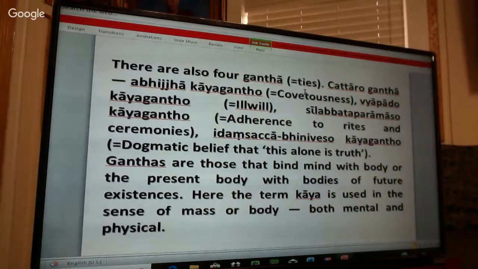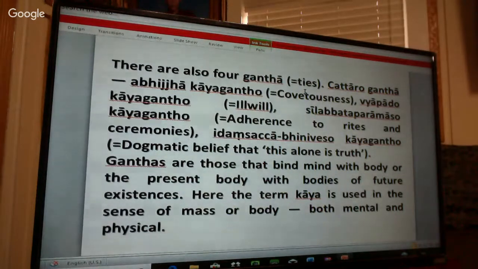The Abhijjha Kaya Ganto means covetousness. It's a kind of very strong greed. And then Vyapado Kaya Ganto is ill will, a very strong anger. And Silabbata Paramaso Kaya Ganto is adherence to rites and ceremonies.